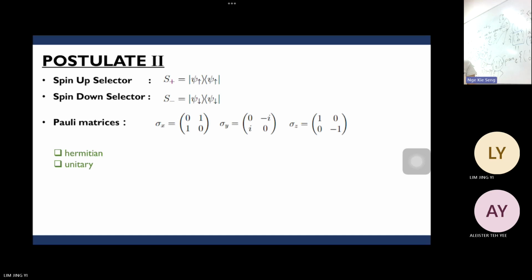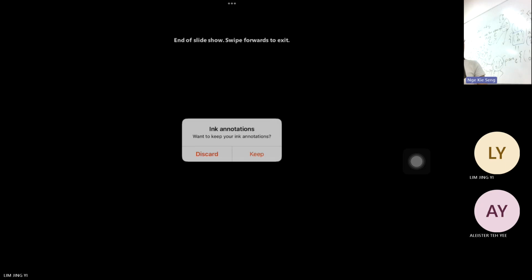These are the properties of Hermitian operators that we have gone through. I'm not going to repeat them here, but we can easily prove it. We have done it last time as well. That's all from postulate 2, and I will pass it to Alistair to continue with postulates 3 and 4.